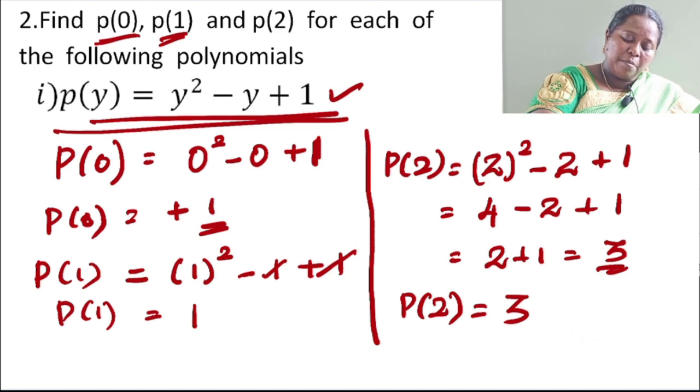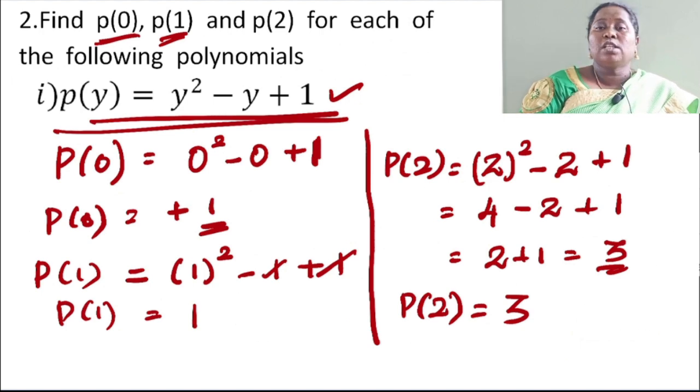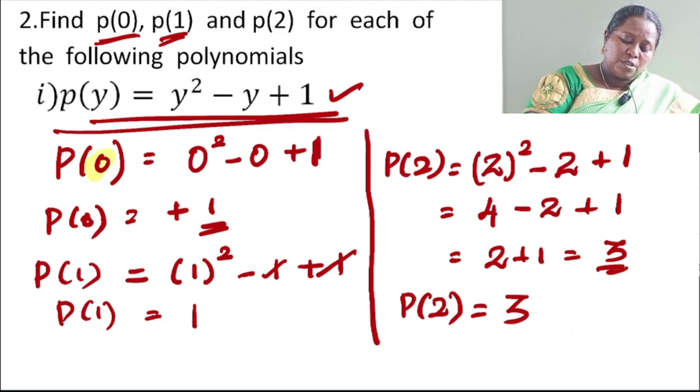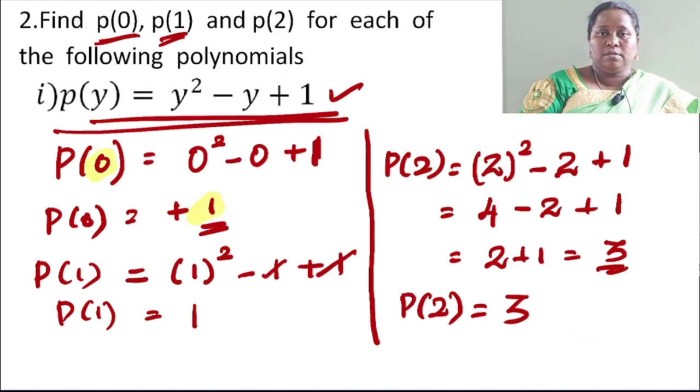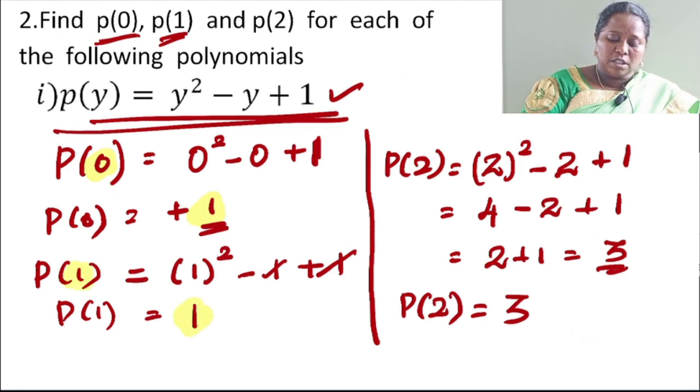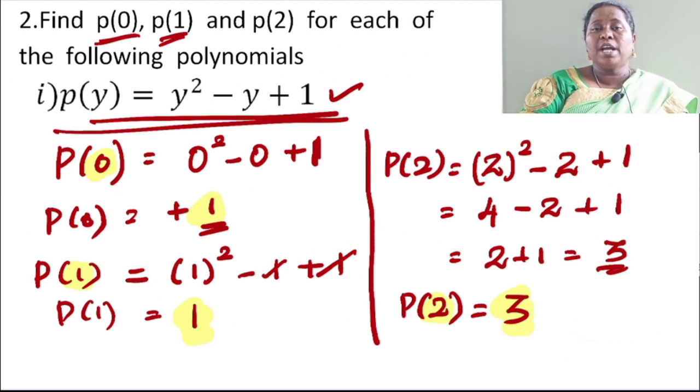So see here, for the same polynomial P of y, for P of 0 I got the answer 1. For P of 1 I got the value 1. For P of 2 I got 3. In such a way only we have to find the values at a particular point. At the particular point of 0 it gets 1. At the particular point of 1 it gets 1. At the particular point of 2 it gets 3.